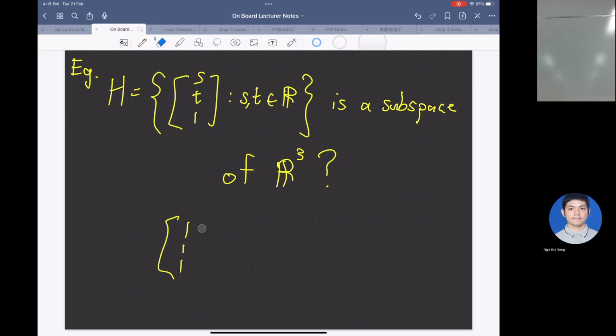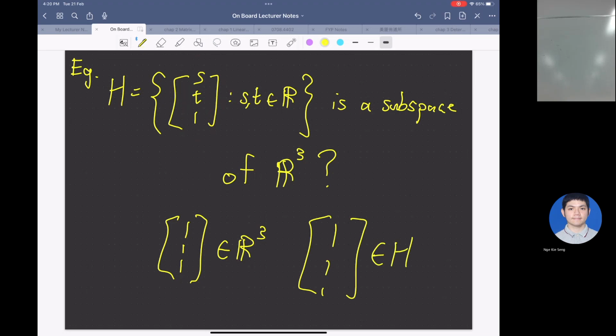No, no, no. R3 meaning the whole vector is in R3. It's meaning, for example, like this is in R3. And (1, 1, 1) is also in H. So if you want to say that it is not a subspace, you need to violate one of the 3 conditions. So is this a subspace?